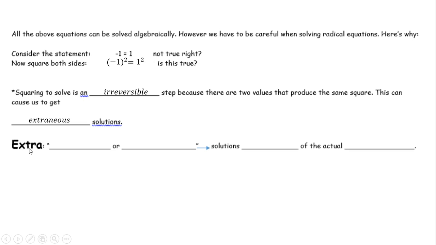So if you think about the word, what extra means, it means outside of or in addition to. So when you hear the term extraneous solutions, you just think, oh, those are solutions that are outside of the actual solution set. So in other words, they're false solutions. They're not real because of this whole squaring issue.